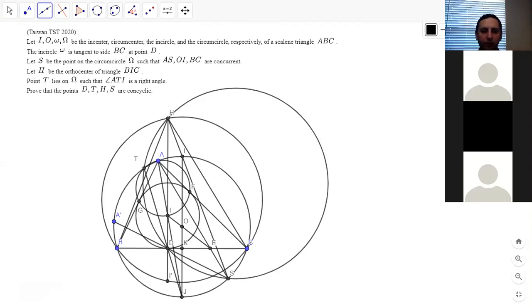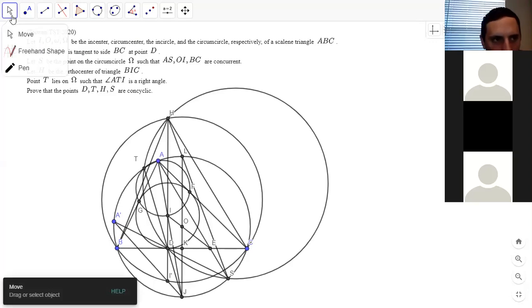We use the power ratio lemma. Maybe that A prime, I prime, and J are collinear. Okay. Let's see if that's true. It looks true. But yeah, I'm pretty sure that's true. Good observation.